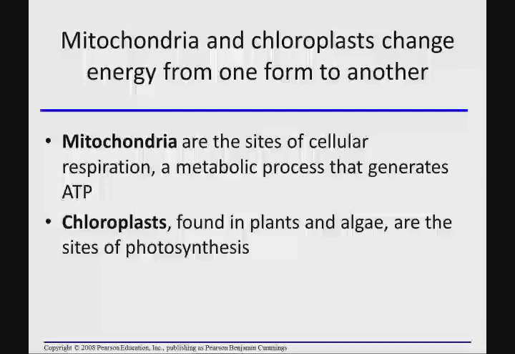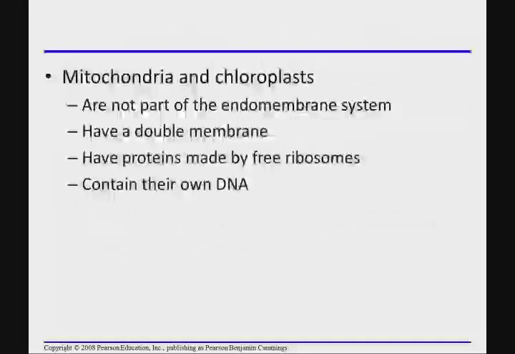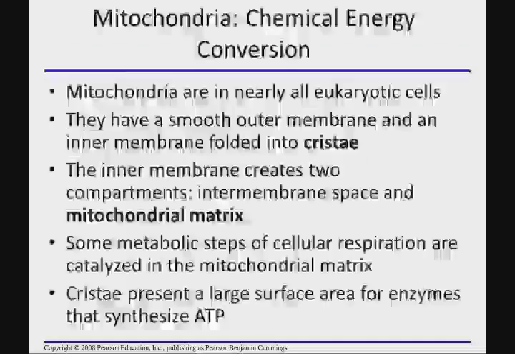Now, semi-autonomous means that they have some control over their own behavior. The reason for this is because they have some of their own DNA. So they're not part of the endomembrane system. They all have a double membrane, and that will come into play a little bit later why that's important. They have proteins made by free ribosomes, meaning they have their own sets of tiny ribosomes, and they contain their own DNA. This is why, when we mentioned the nucleus, we talked about most of the DNA in your cell being contained in the nucleus, but a very small fraction is actually found in the semi-autonomous organelles.